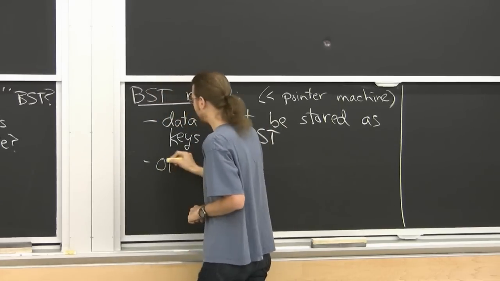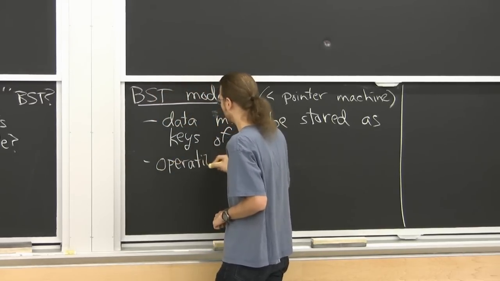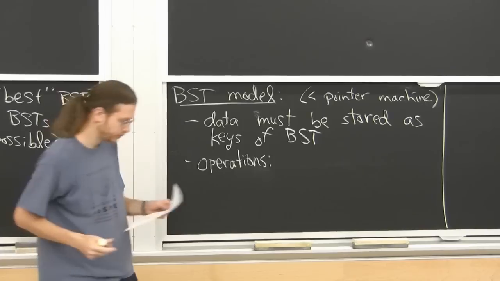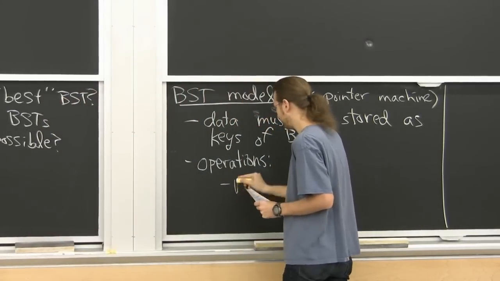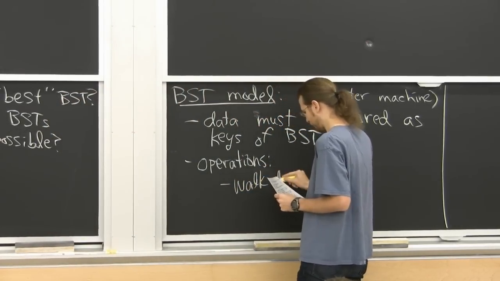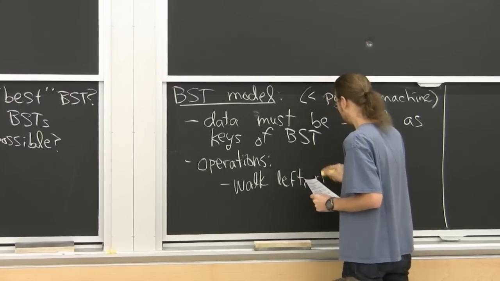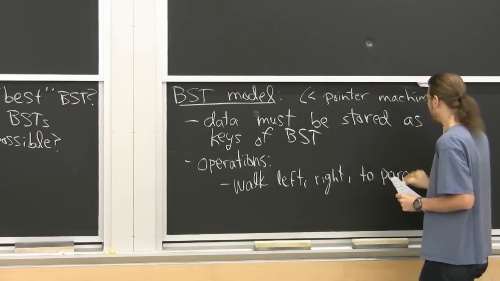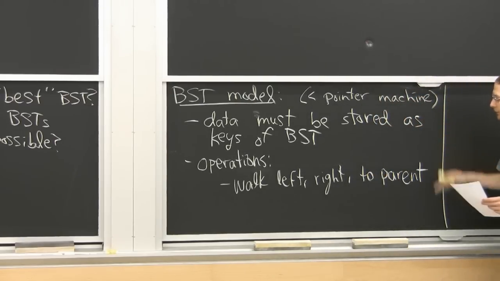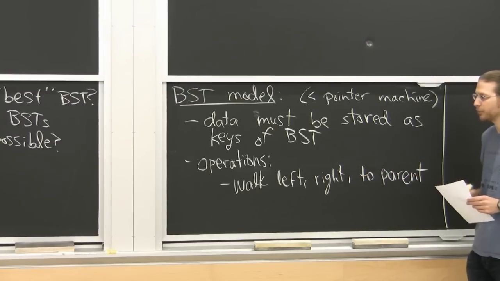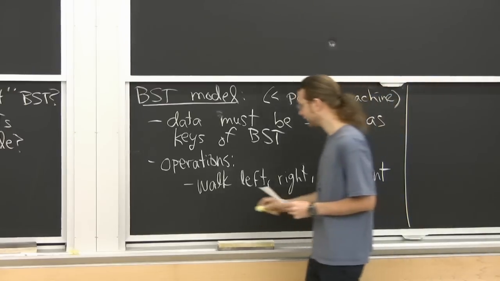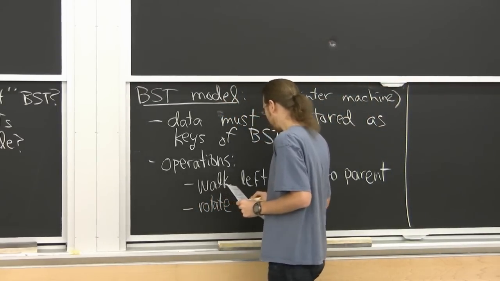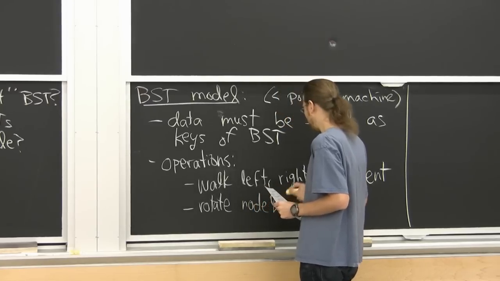And then we allow basic operations. You can follow pointers, and we're going to assume our BST has left child pointers, right child pointers, and parent pointers. You can do each of these in constant time. And then the interesting thing you can do is rotate a node and its parent.